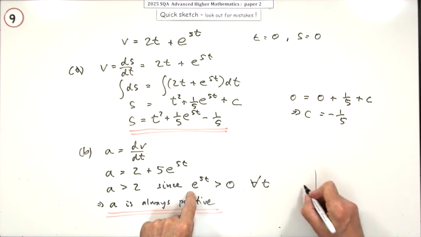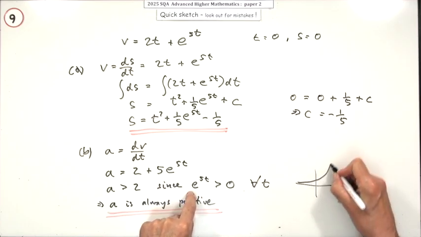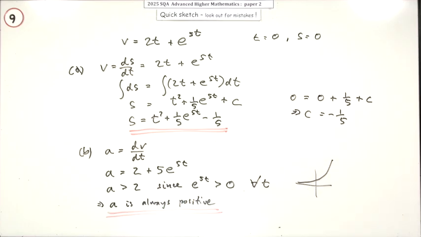That part there, that's because the graph of e to the whatever looks like this. It's an asymptote to the x-axis.